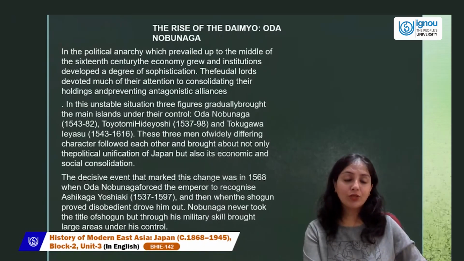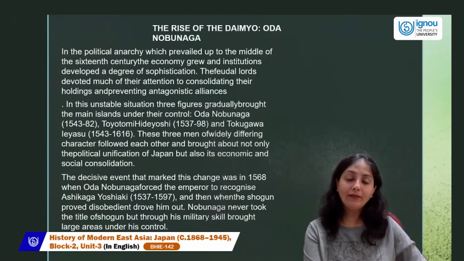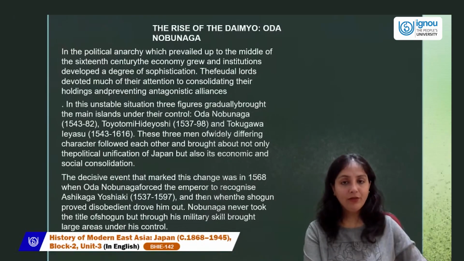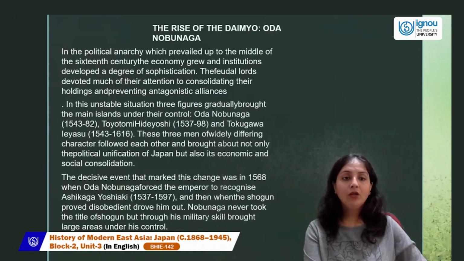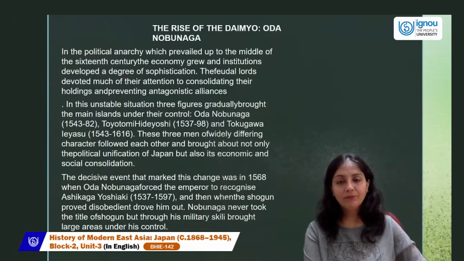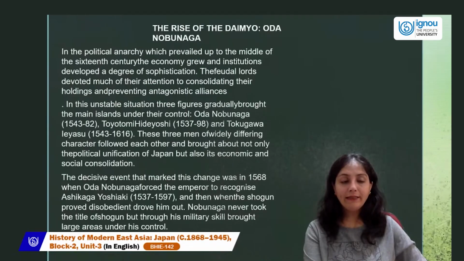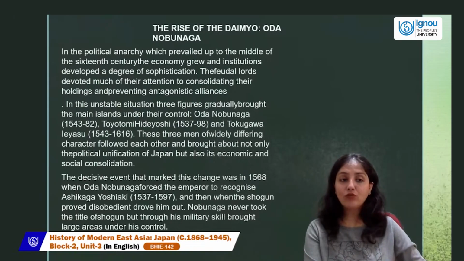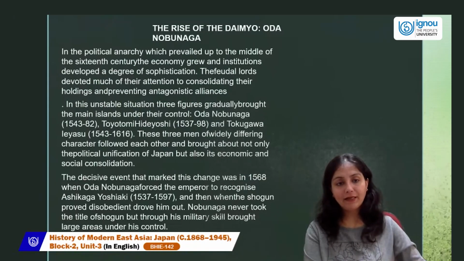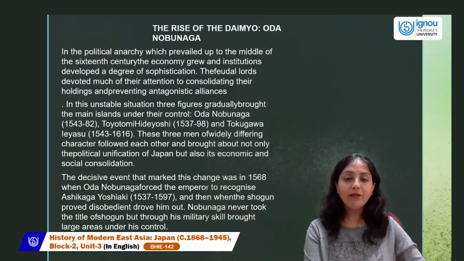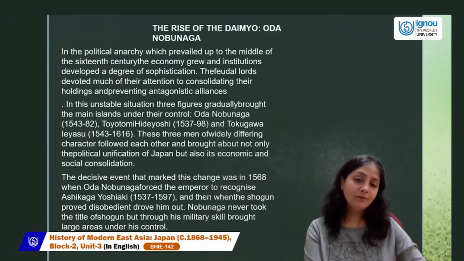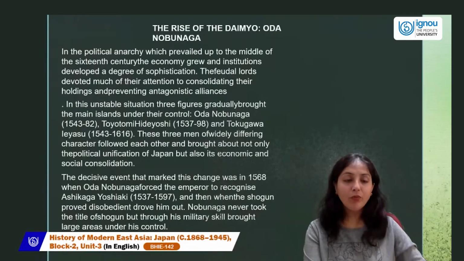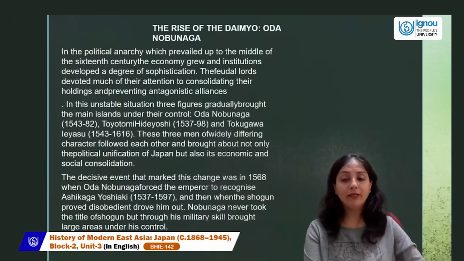In this unstable situation, three figures gradually brought the main islands under their control: Oda Nobunaga, Toyotomi Hideyoshi, and next, Tokugawa Ieyasu. These three men of widely differing character followed each other and brought about not only the political unification of Japan but also its economic and social consolidation.